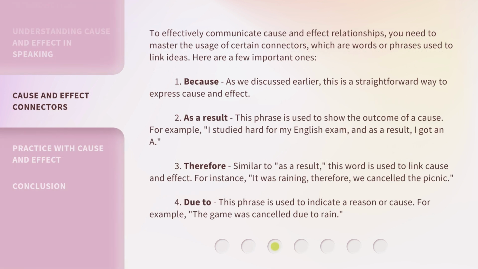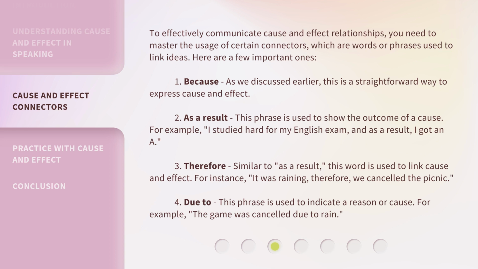To effectively communicate cause and effect relationships, you need to master the usage of certain connectors, which are words or phrases used to link ideas. Here are a few important ones. 1. Because, as we discussed earlier, this is a straightforward way to express cause and effect. 2. As a result, this phrase is used to show the outcome of a cause. For example, I studied hard for my English exam, and as a result, I got an A.